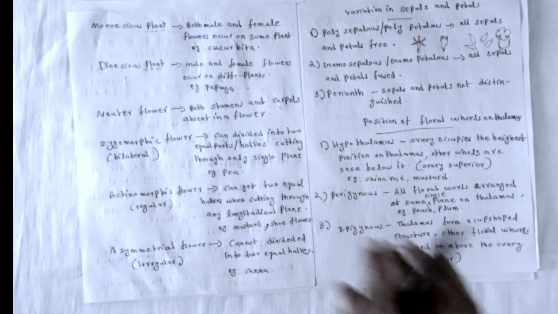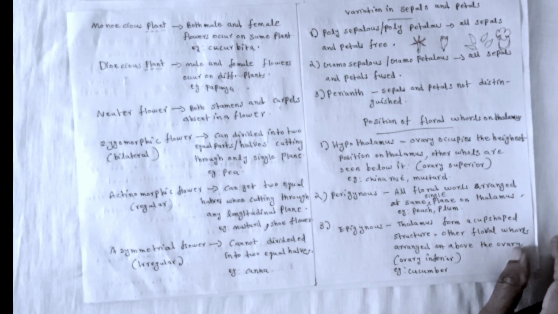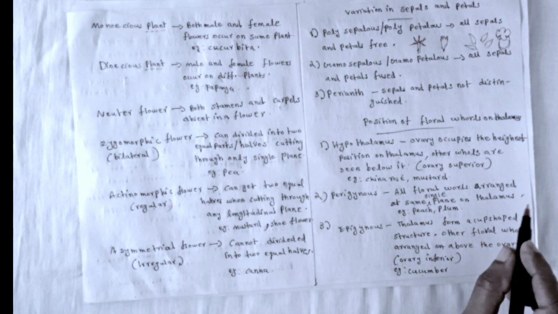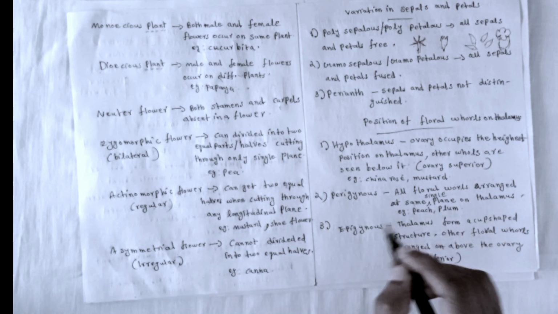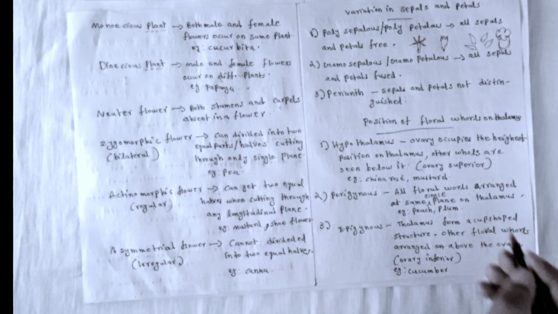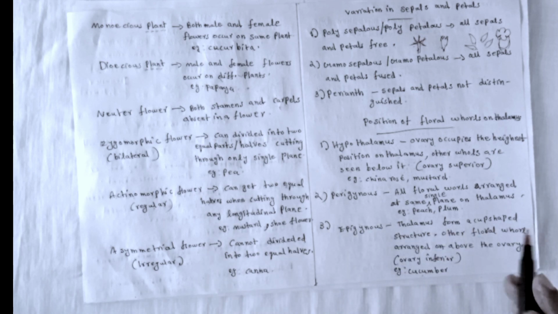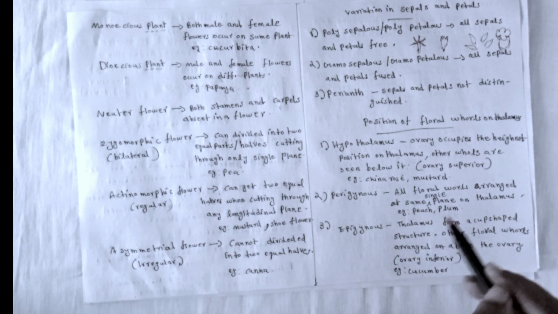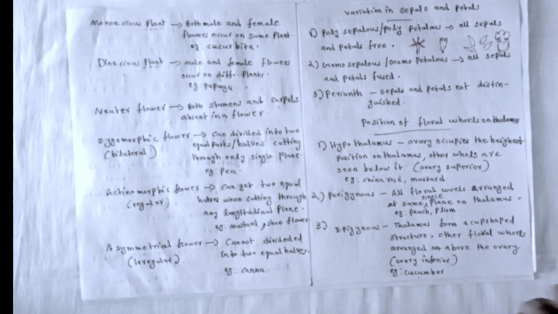Next, perigynous flower. All floral whorls are arranged on the same plane on the thalamus. Such flowers are known as perigynous flower. Next, epigynous flower. Example, cucurbita.